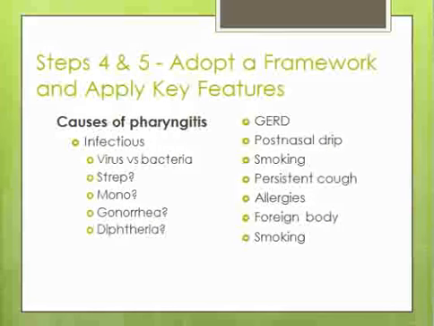So steps 4 and 5. We want to adopt some form of a framework and then apply key features to that. So I've kind of put our framework up here. Our framework essentially is just thinking of what are the typical causes for pharyngitis. So most often it's infectious. And now this is where we need our textbooks and our reference guides until we've got it memorized and until we have the experience and the knowledge to back up where we can just work from a framework without having to reference it, right?